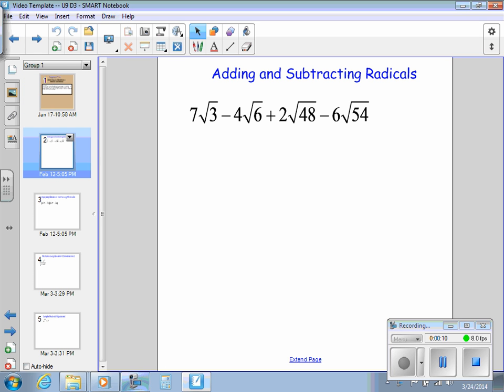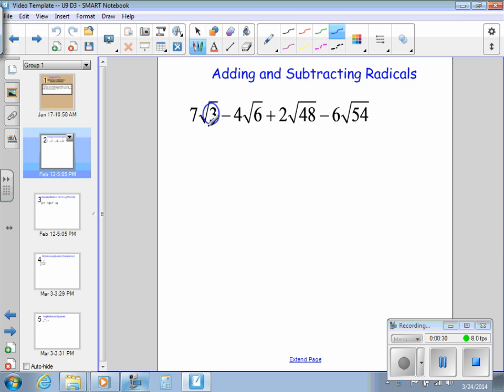Okay, adding and subtracting radicals are a couple things that need to go on here. One, we need to make sure that all of these are fully simplified so that we know what are like terms that we can combine and what are not. So we're going to start off by factoring the number under the radical in each case.